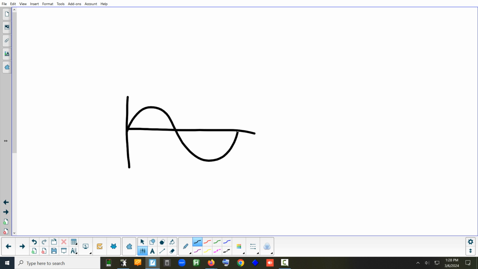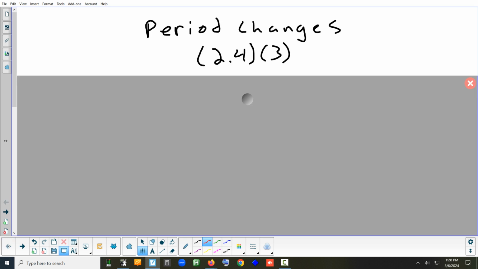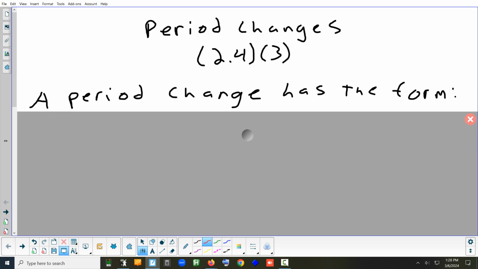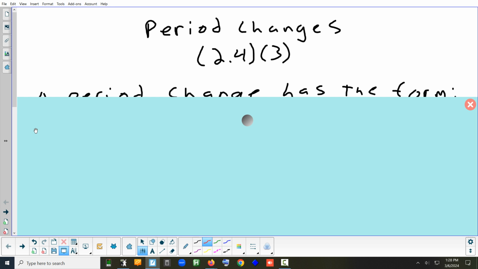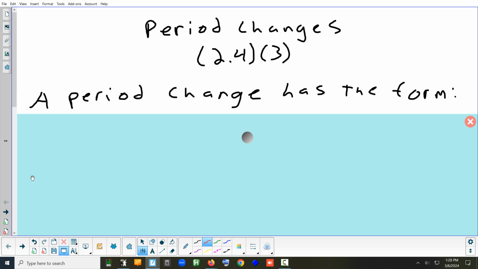How long do you have to travel from here to here for the graph to go through one complete cycle, whether it's sine or cosine? 2 pi. Yep. So every graph we've done so far this week has had a period of 2 pi. What we're going to look at now is changing the period, either compressing it or stretching it. All right.